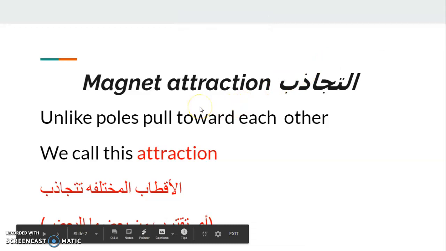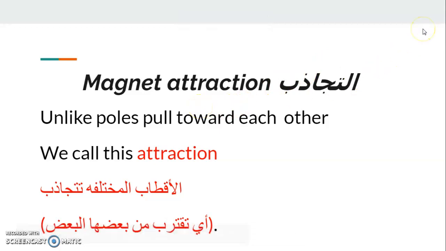Magnet attraction. التجاذب بالمغناطيس. Unlike poles pull toward each other. يعني الأقطاب المختلفة. Unlike غير متشابهة يعني مختلفة. Pull toward each other تنجذب نحو بعضها البعض.